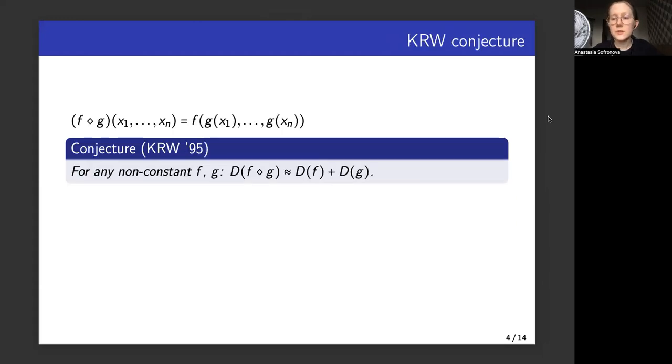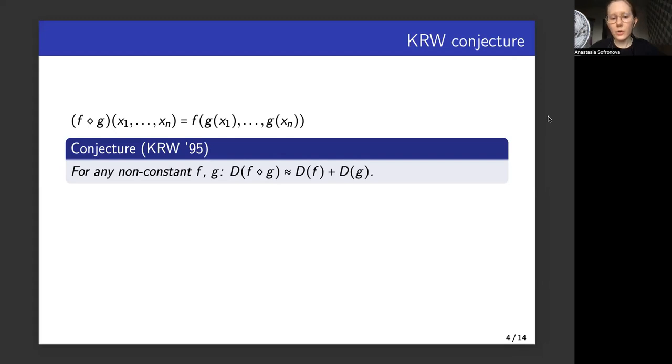Well, Karchmer and Wigderson suggested the following approach based on block composition of two Boolean functions. So we have a function f, which takes n bits and outputs 1, and a function g, which takes m bits and outputs 1. And we feed n instances of function g to a function f. The Karchmer-Wigderson conjecture states that for any non-constant functions f and g, the depth of the formula computing their block composition would be roughly equal to the depth of the formula for f plus the depth of the formula for g.